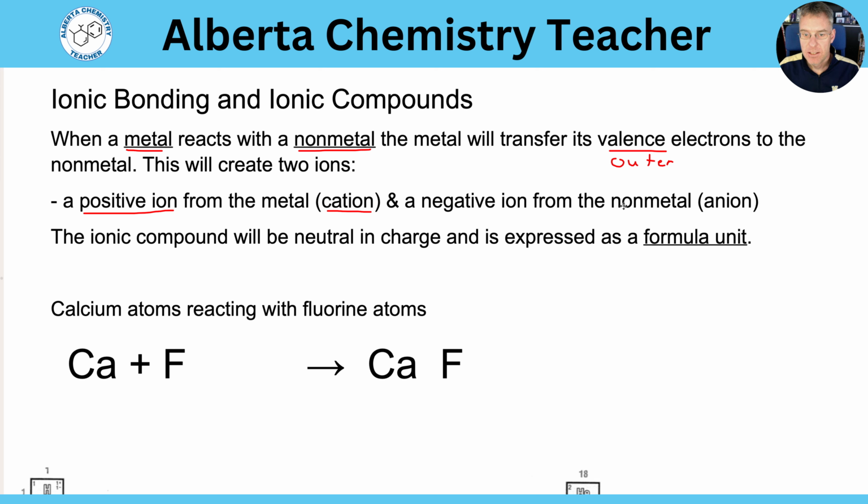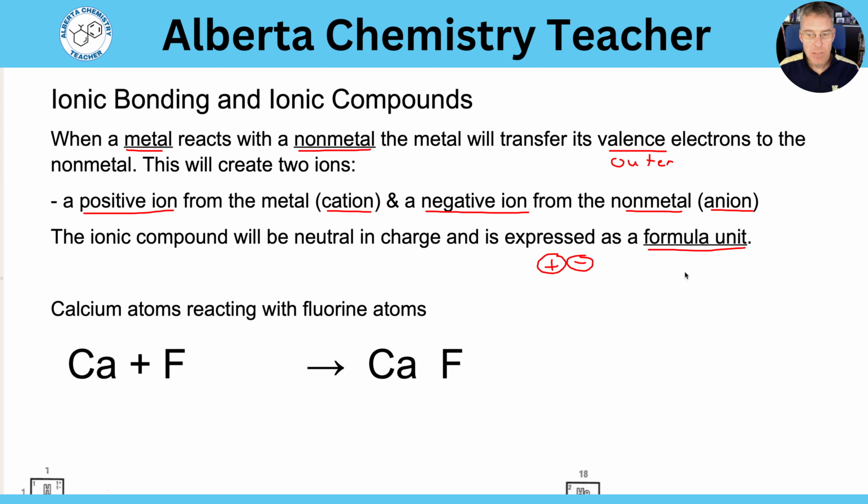The negative ion that is written second is referred to as an anion and is pretty much always from a nonmetal. Now, the positive piece from the metal and the negative piece from the nonmetal will have to balance each other out. They form a very strong ionic interaction, and we need to be able to write a correct formula unit for the positive and negative pieces.